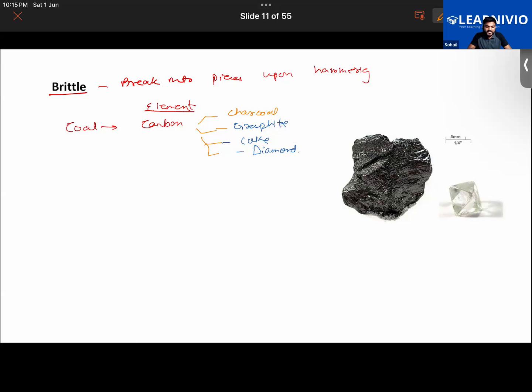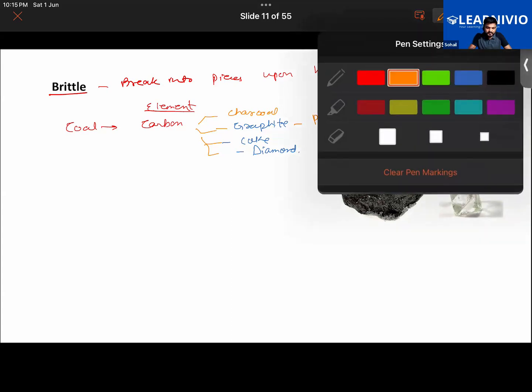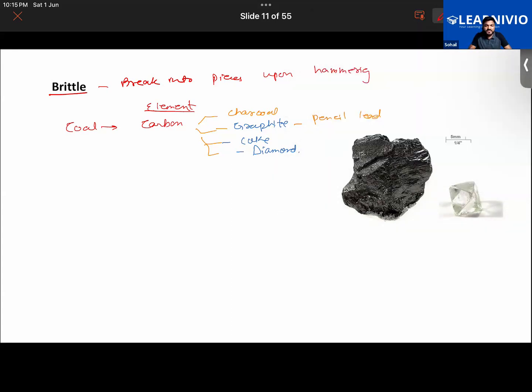Coal is also mainly carbon. Pencil graphite is used in the pencil lead. Graphite is also used as a dry lubricant, by the way, because it has a very high melting point. That's why it can be used there.